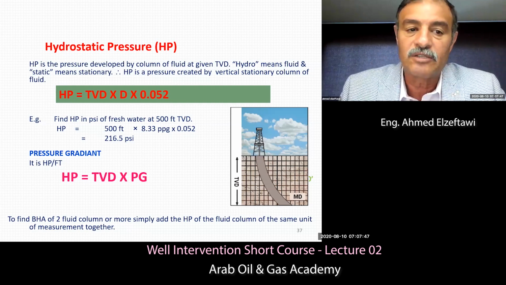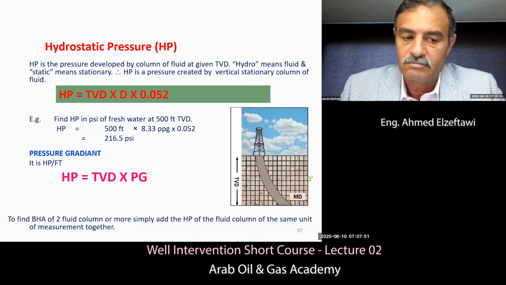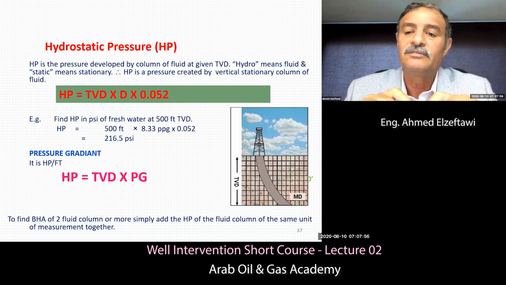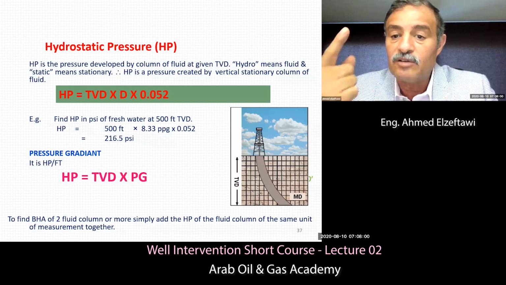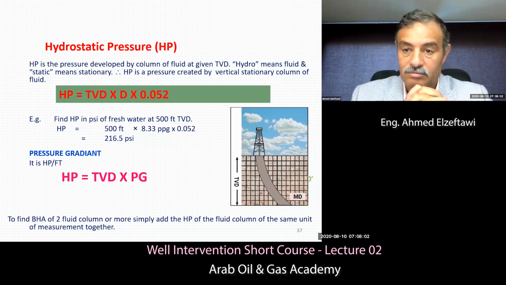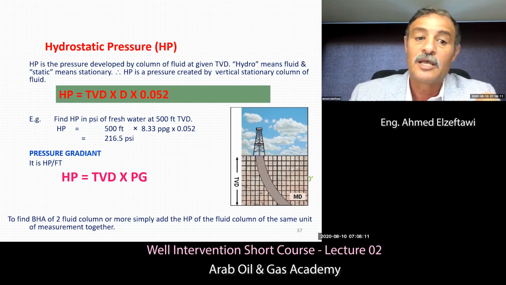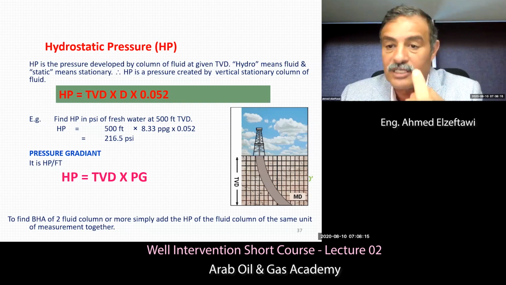Besides the hydrostatic head, we have what we call the pressure gradient. What is the pressure gradient? It is the hydrostatic head pressure created by one single foot of liquid. That's why the unit of the pressure gradient is PSI per foot. It's the hydrostatic head per one single foot.